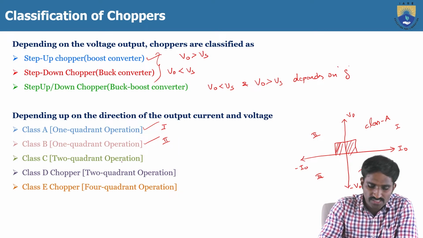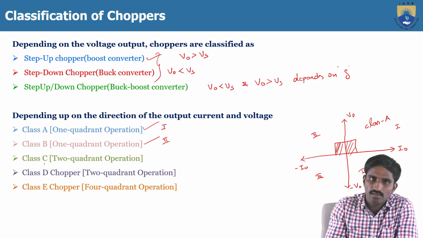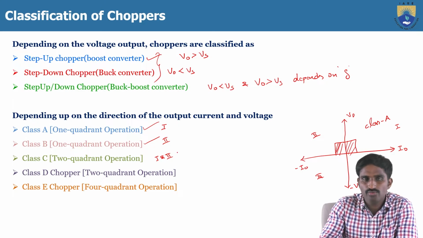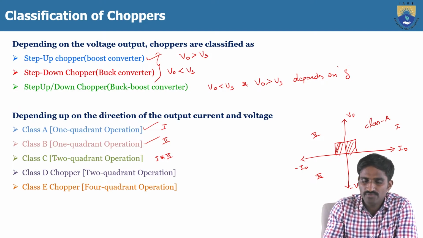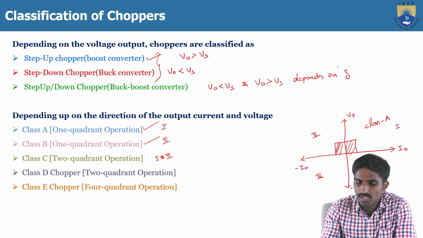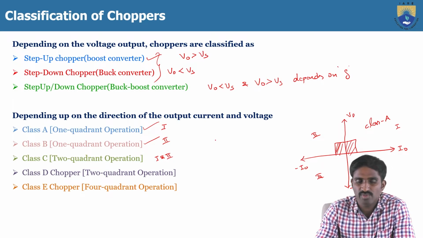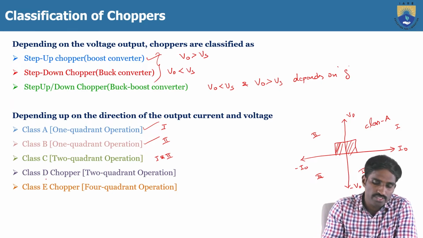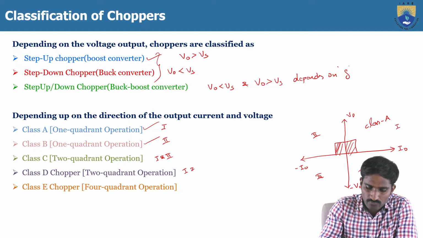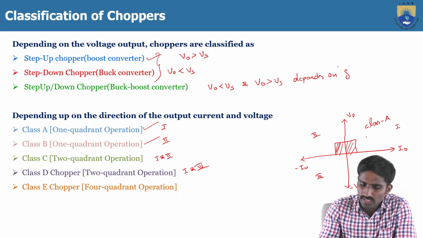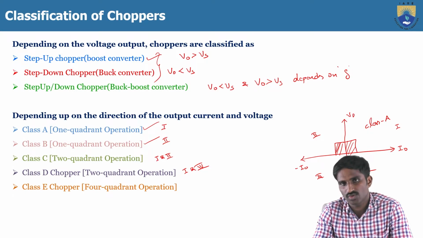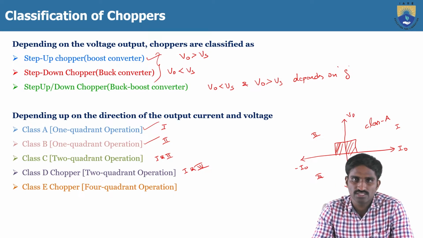And class C chopper is a two quadrant operation, which means it can operate in the first quadrant as well as the second quadrant, 1 and 2. According to your requirement, by using the same chopper, you can shift from first to second and second to first quadrant, which means the voltage is always positive, but the current direction may sometimes be positive and sometimes negative. That depends on your application. Then class D is also a two quadrant chopper, but the two quadrants are 1 and 4. So the current is always positive, but the voltage is positive and negative. We can get the positive as well as the negative by using the class D chopper.